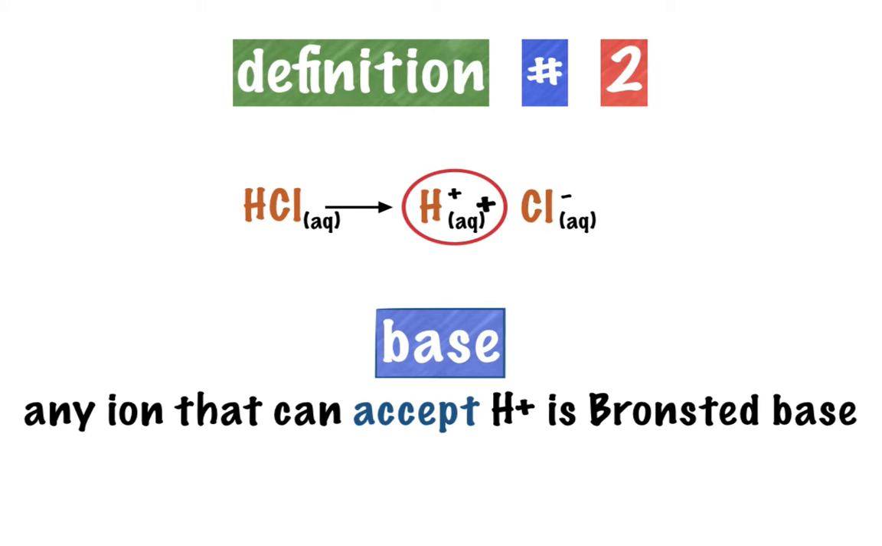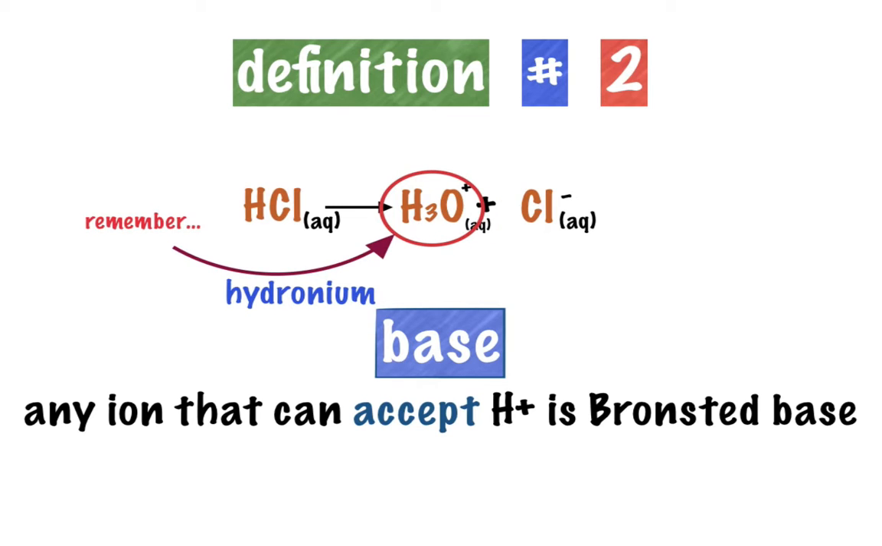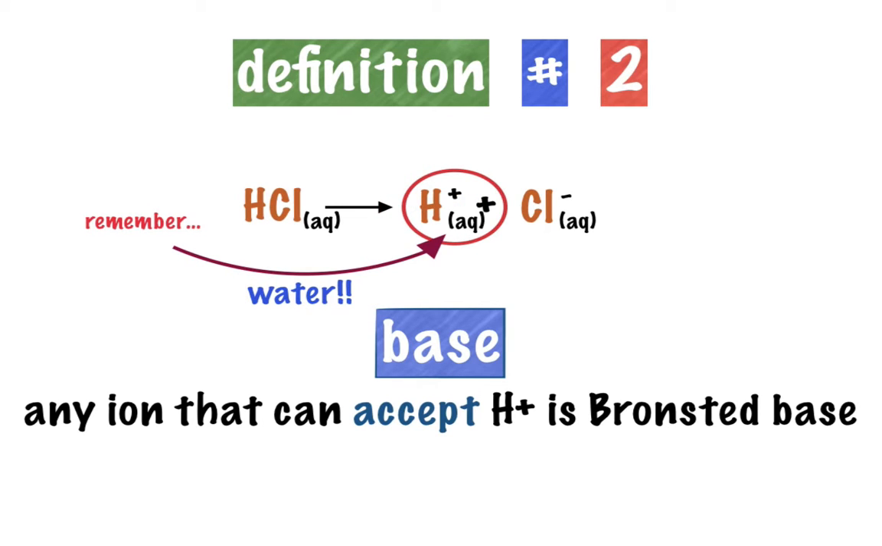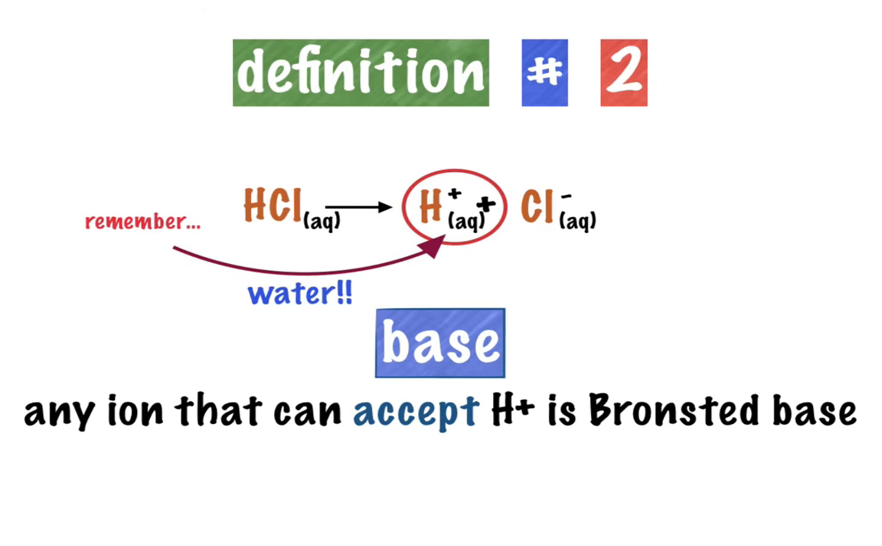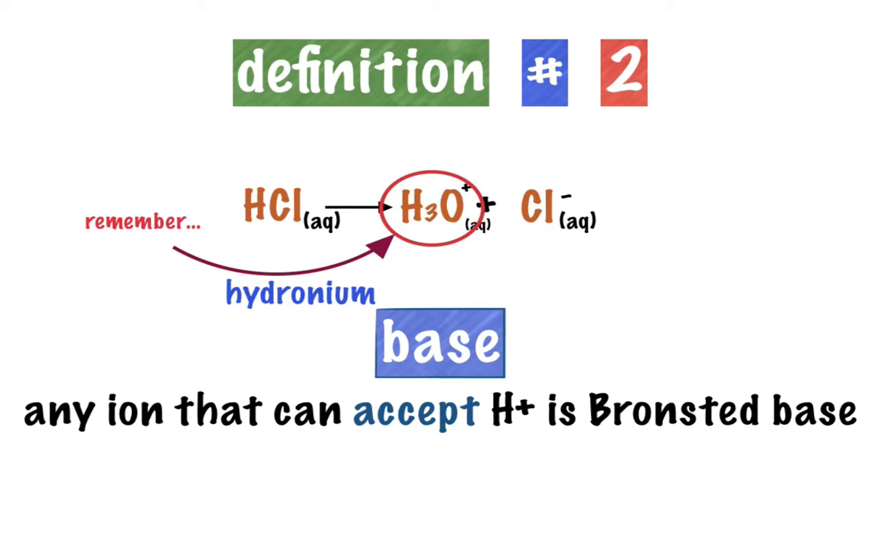If we look back at our previous equation, that hydrogen ion is being donated by hydrochloric acid. That is our donor. But the question is, who is accepting this hydrogen ion? Keep in mind that this reaction is in an aqueous solution, which means that there is water involved. So what ends up happening is the hydrogen ion attaches itself to an H2O molecule, and H2O plus another H gives us H3O, or a hydronium ion.